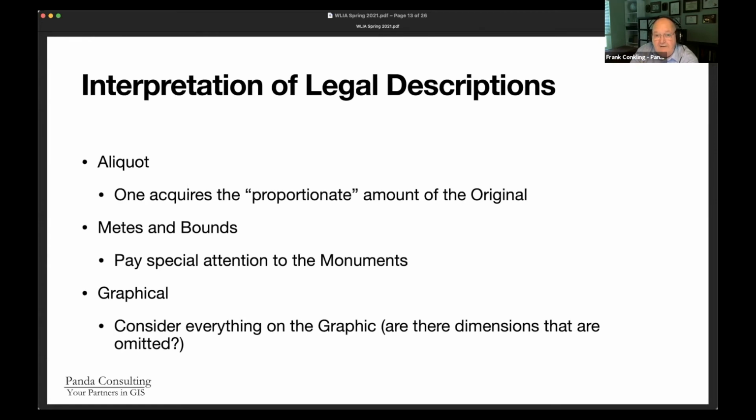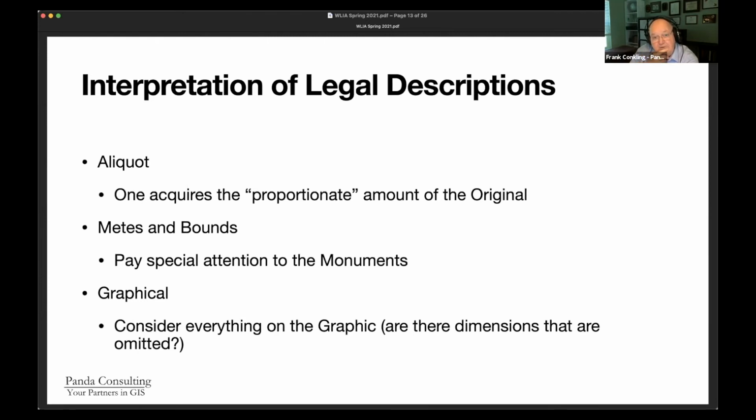And there's a little hint: when you read a metes and bounds legal description and you see the word "to" or "along," those two words mean there's a monument call right after that. You want to pay special attention to that monument call, because no matter what it said before then, that monument defines where you should actually be mapping this.